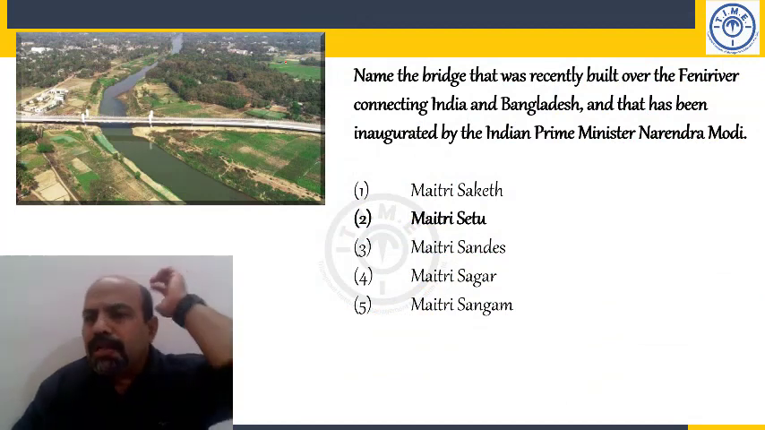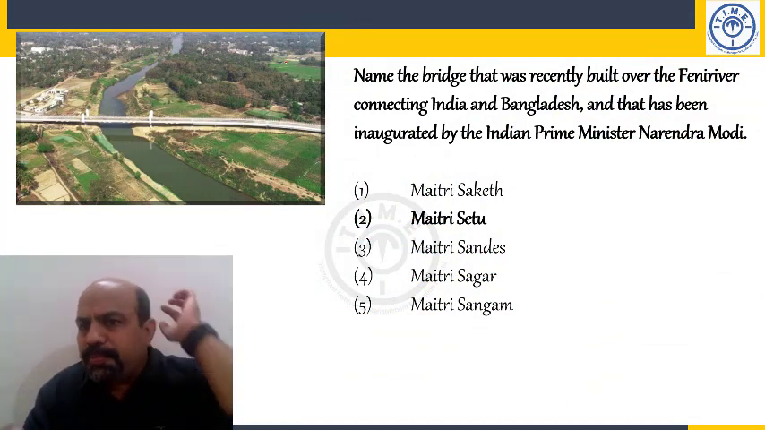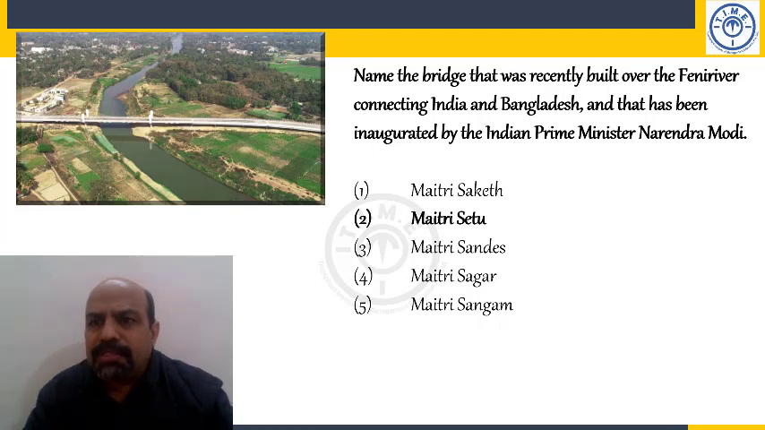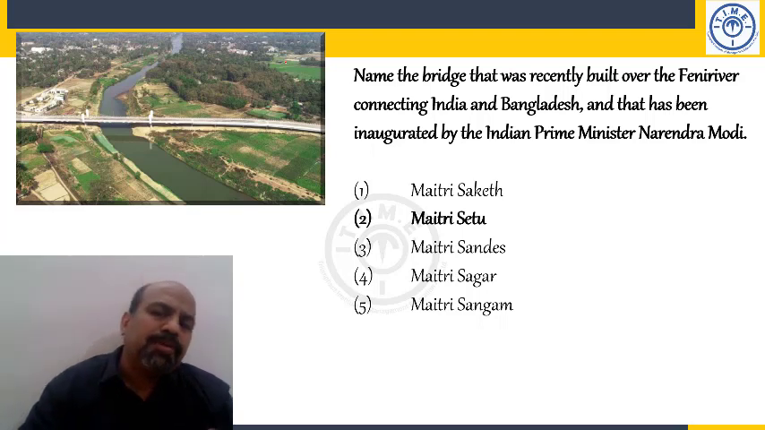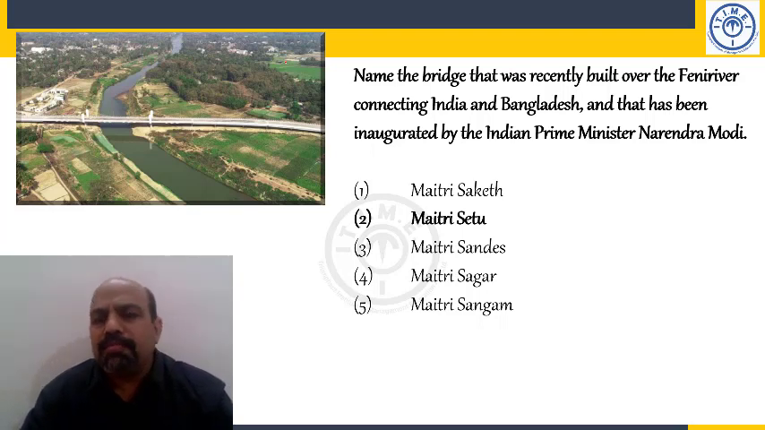Name the bridge that was recently built over the Feni River. It should be separated, Feni and river. Okay, there is a spacing error. The bridge was recently built over the Feni River connecting India and Bangladesh, and has been inaugurated by Prime Minister Modi. It is called Maitri Setu, Friendship Bridge.